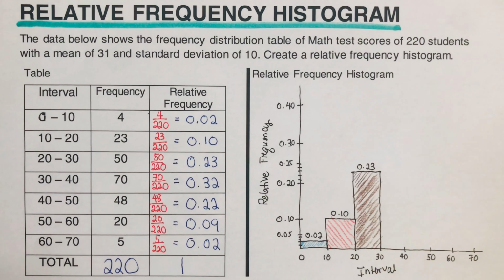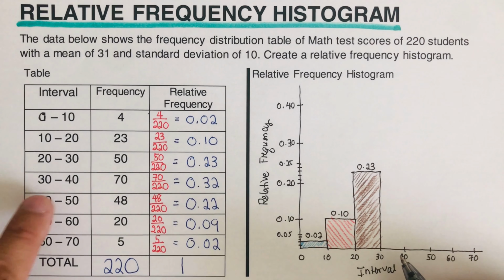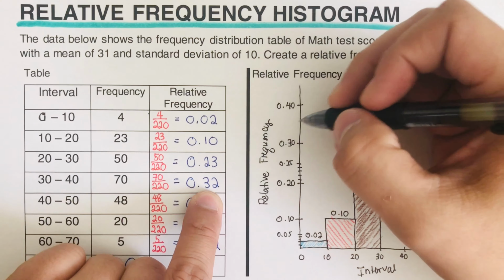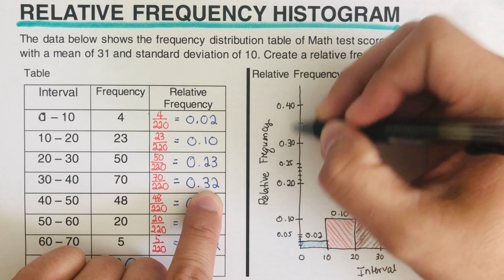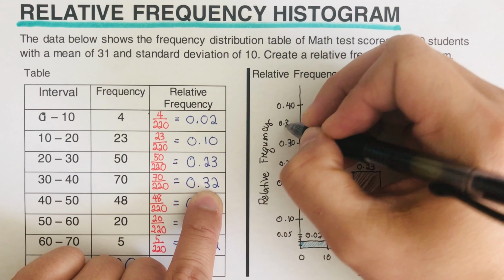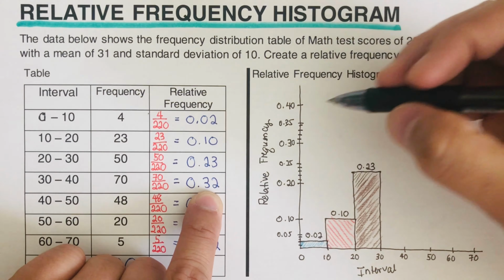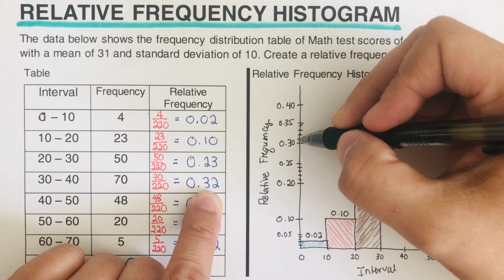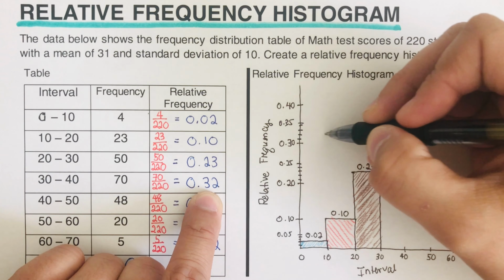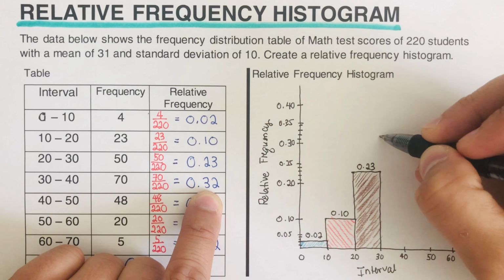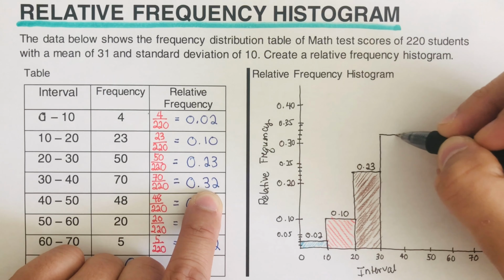Okay, let's move on to the next one here. From 30 to 40 is 0.32. So again, halfway between 30 and 40 is 0.35. So that's 31, 32, 33, 34, 35. So 0.32 should be, that's 31, 32. That should be somewhere around here. So I will draw the box.